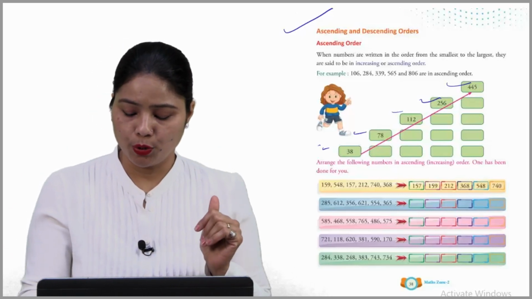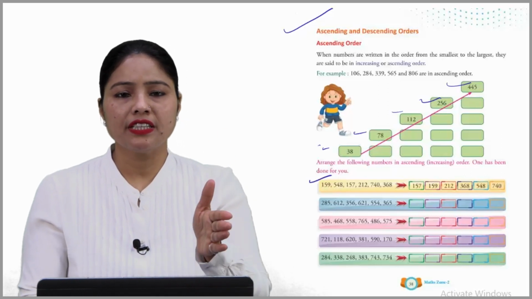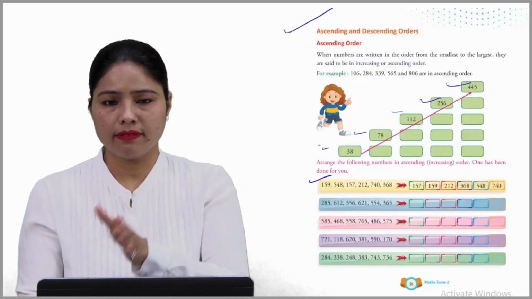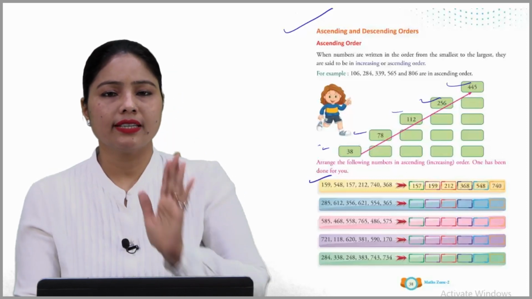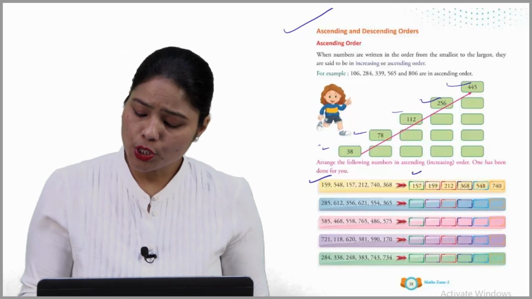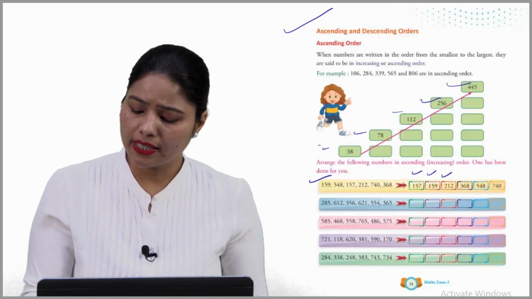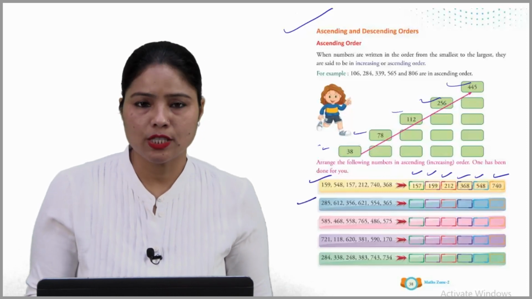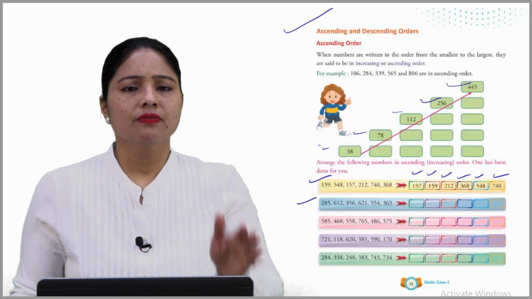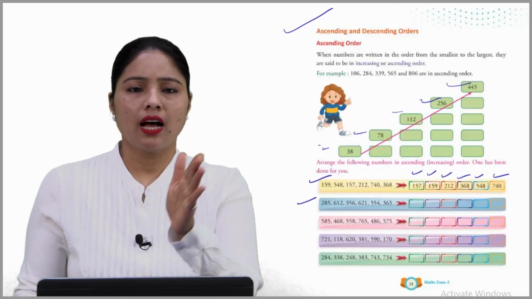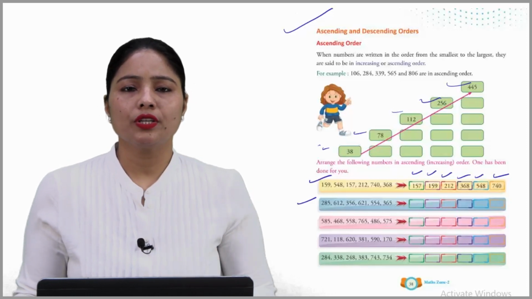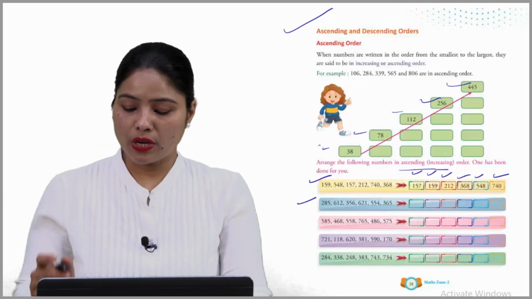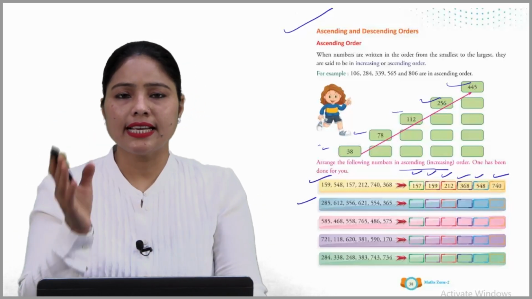So arrange the following numbers in ascending or increasing order. One has been done for you. So like this: 159, 548, 157, 212, 740 and 368. So smaller number, then bigger, then bigger, then bigger, फिर उससे बड़ा and then the biggest number. Similarly, go to the next one: 285, 612, 356, 621, 554 and 365. So now we have to write in ascending order.